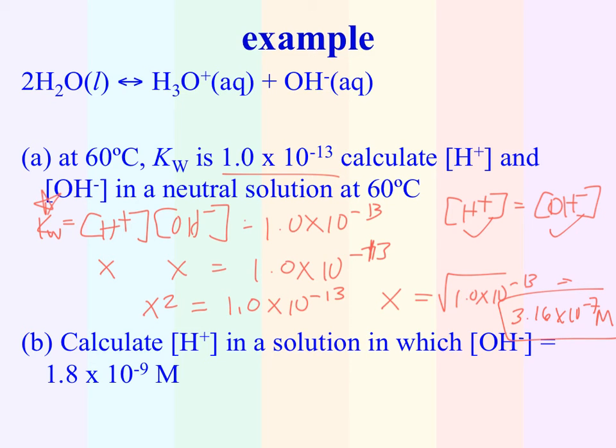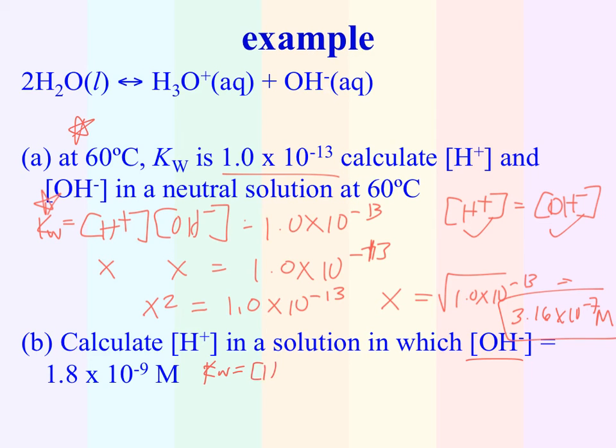So assuming the same conditions, we've been told our concentration of OH minus is going to be 1.8 times 10 to the negative 9 molar. What we're going to do with this is take our Kw value. We're assuming this is at 60 degrees C because the earlier portion of this problem indicates that. If not, you can go ahead and assume the Kw at 25 degrees C.